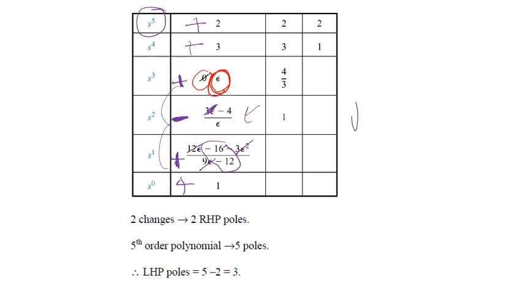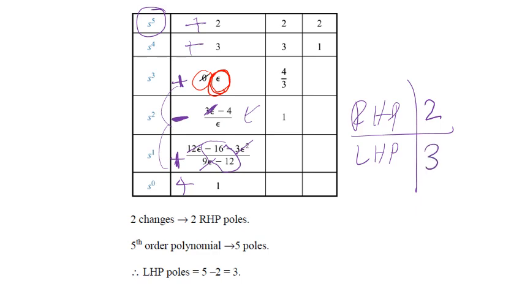That means there are right hand plan, left hand plan. That's what I have only. There is no j omega. No even polynomial. That means we are going to have 2 in the right and 3 in the left. Notice they are not equal, not necessarily to be equal. They are equal only in the even polynomial.